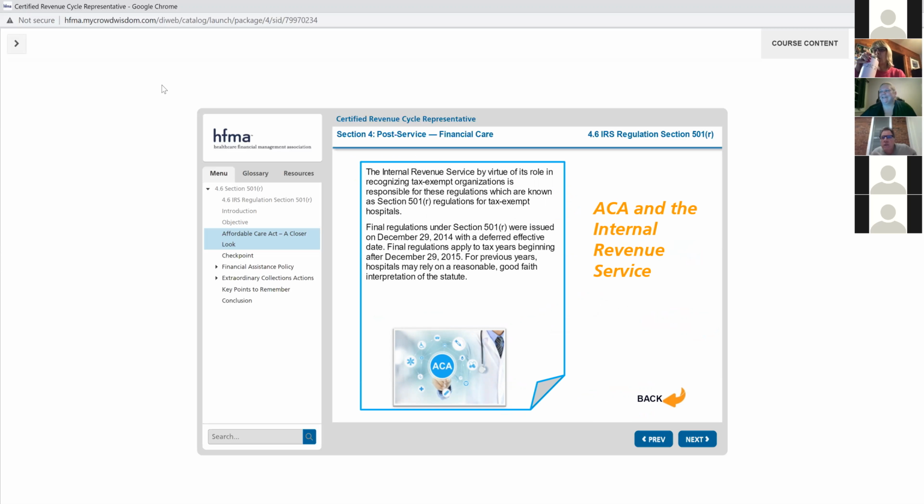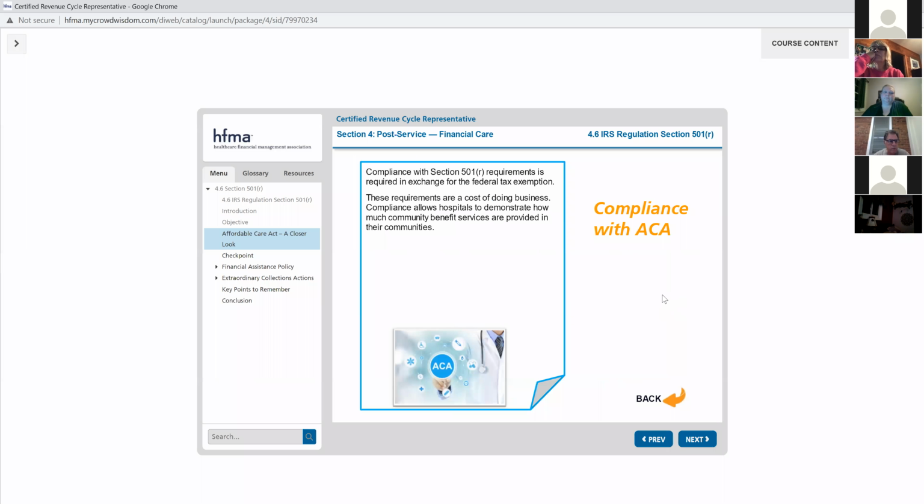In any event, the IRS, because of their role with tax-exempt organizations, is responsible for the regulations with the 501R. So it's important that you remember that the IRS is responsible for 501R. It was issued in December of 2014. It was deferred until December 29th of 2015. I don't know if this will be on there, but certainly the IRS question might be. The next bullet, compliance. You must comply with the 501R. It's a trade-off. In order to maintain your 501c3 status, which is tax exemption, there's a price to pay. So you have to comply with all the 501R regulations, which we will get into right about now.